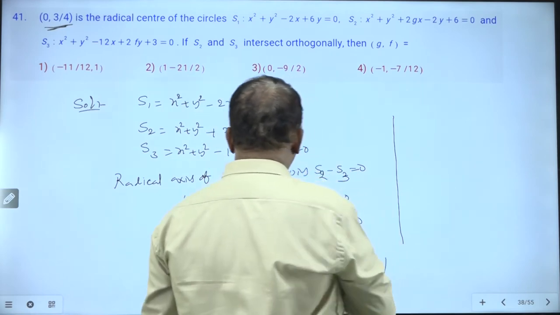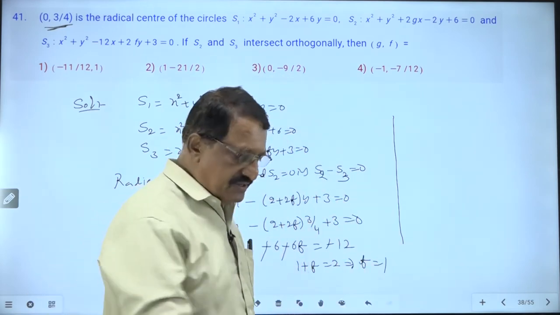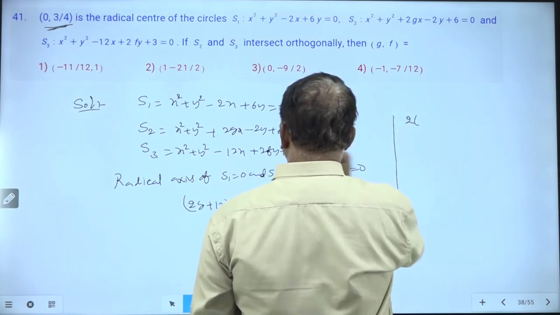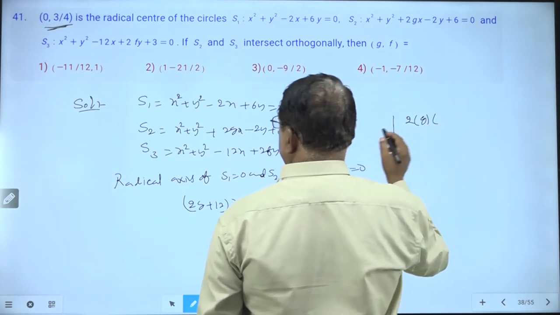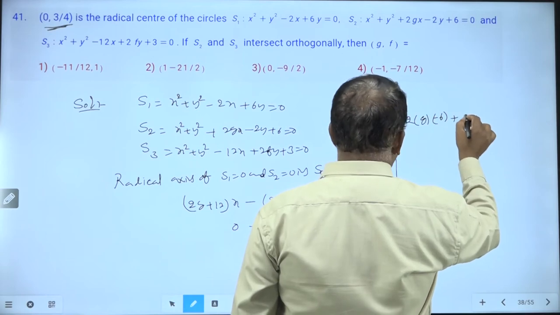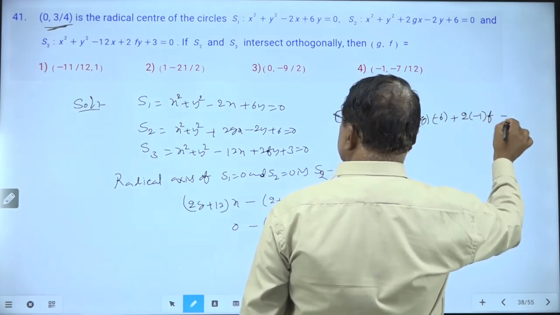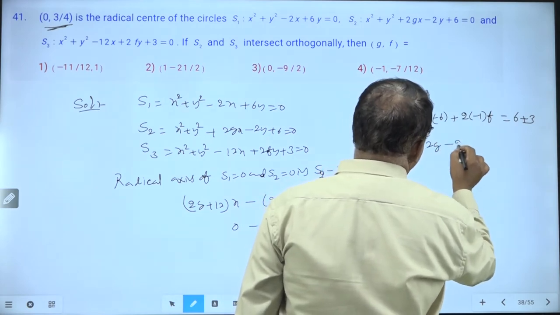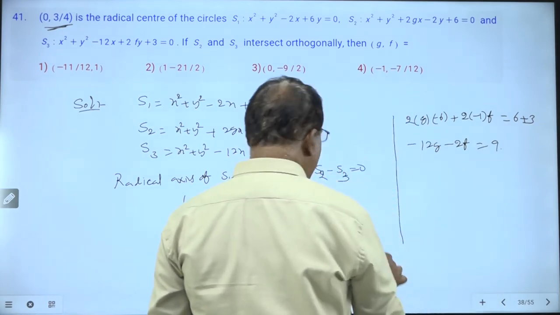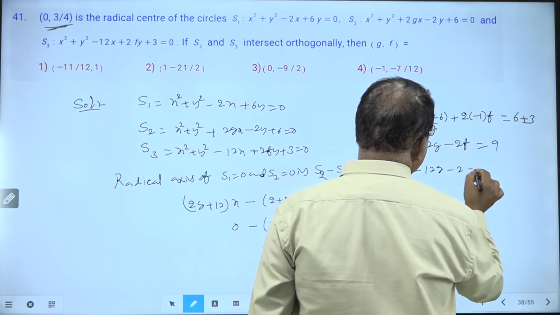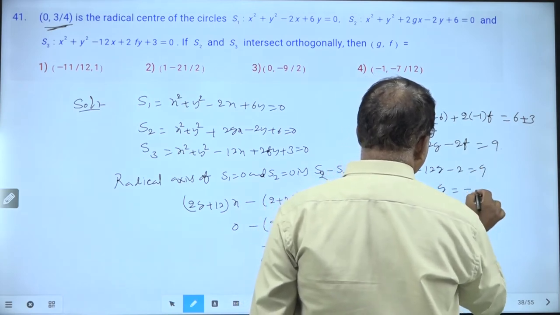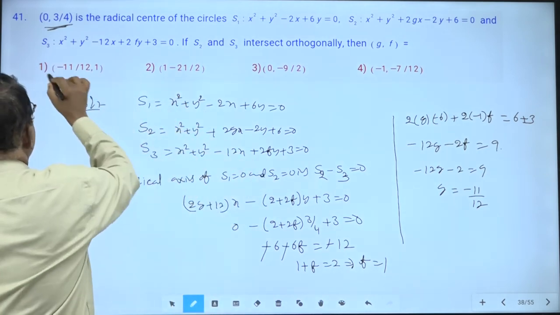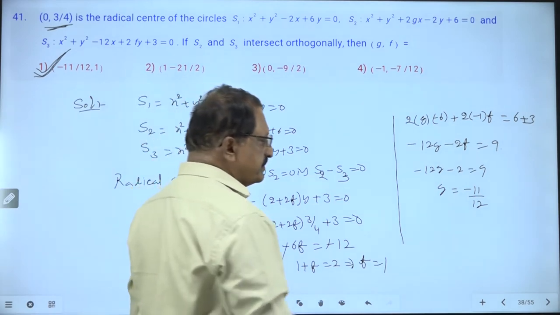Next, S2 and S3 are orthogonal to each other, given. Now, for two circles orthogonal to each other, what is the condition? 2g1g2 plus 2f1f2 equals c1 plus c2. 2 into g into minus 6 plus 2 into 1 into f equals 6 plus 3. Now, minus 12g minus 2f equals 9. But the value of f equals 1, substitute: minus 12g minus 2 equals 9. Then g equals minus 11/12. Now (g, f) is (minus 11/12, 1). Option 1. First option is correct.